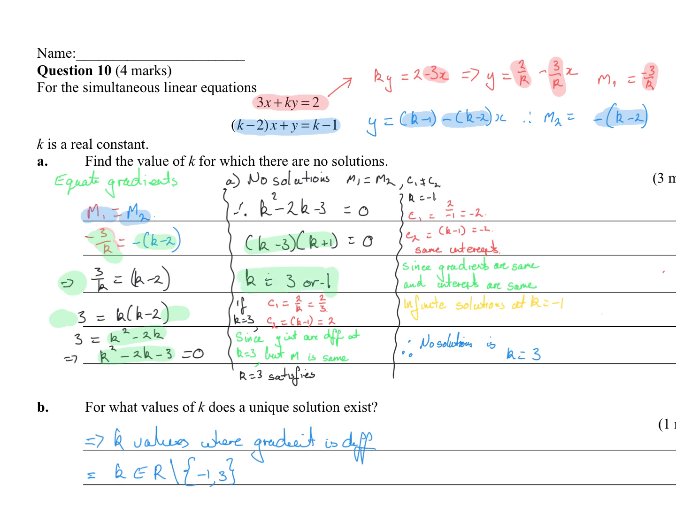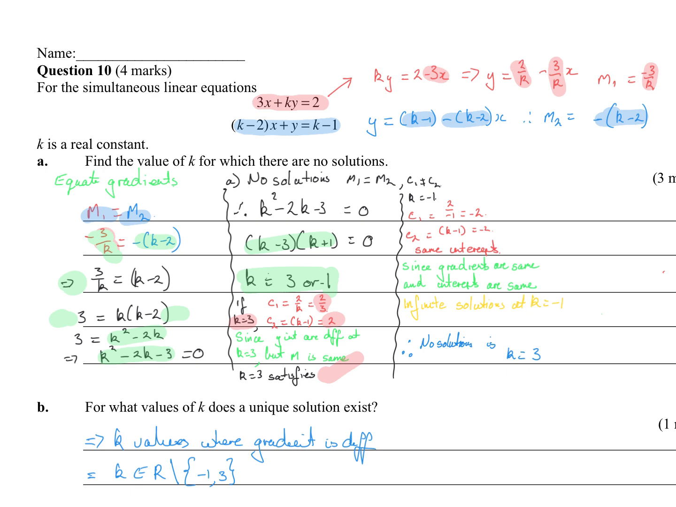So if K is equal to 3 or -1, it means that the gradients are the same. If the gradients are the same and the y-intercepts are different, that means I just have parallel lines and no solutions. So if K is equal to 3, C1, the y-intercept of equation 1, is given by 2 on K, that would be 2 on 3. For C2, I'll get K minus 1, which is 3 minus 1, which is 2. So I get 2 different y-intercepts, which means same gradient, different y-intercepts, parallel lines. No solution. So K equal to 3 is a good thing.